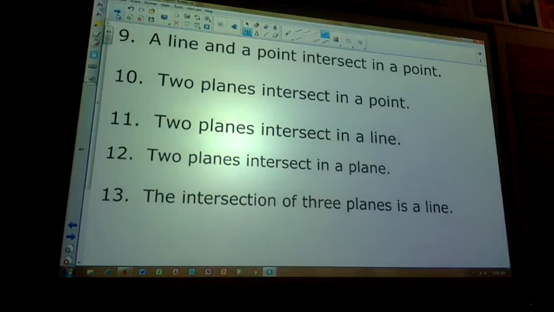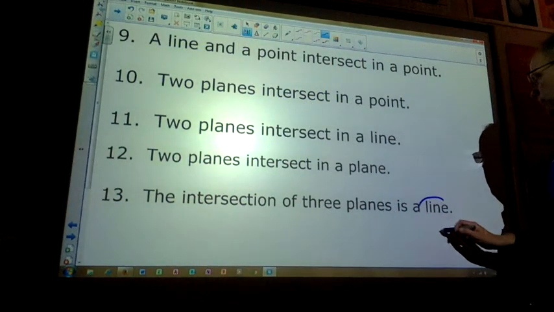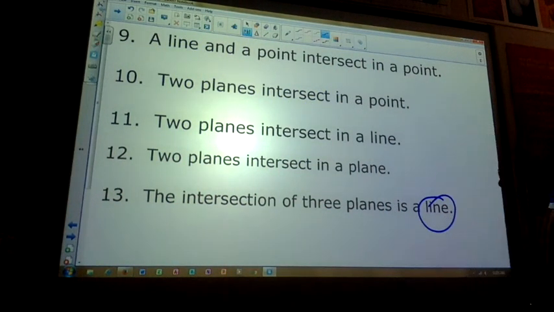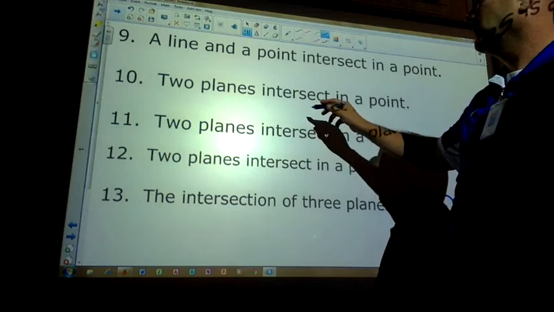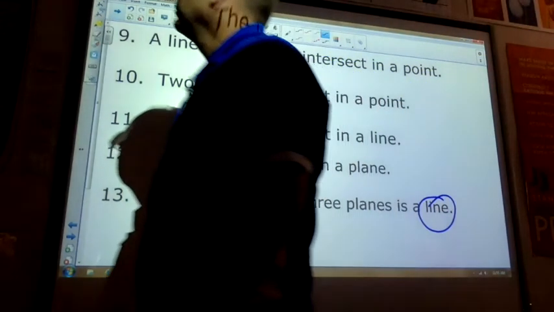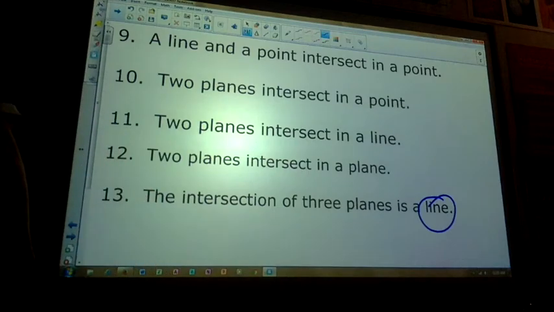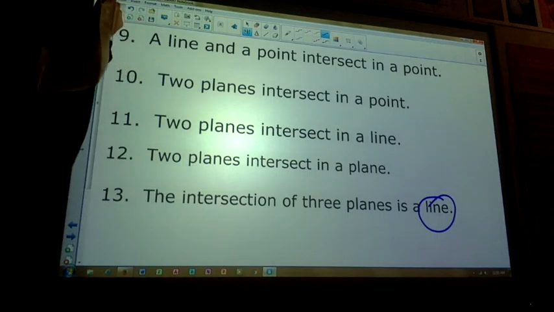And the intersection of three planes is a line. Floor, wall, other wall. They intersect as a point. So this is never. That should be a point. Am I done? What's 10? Two planes intersect in a point. It's got to be a line. Twelve: two planes intersect in a plane. Yes, if they're the exact same plane. Yeah, the floor and the carpet. So sometimes. I'd say all or sometimes.